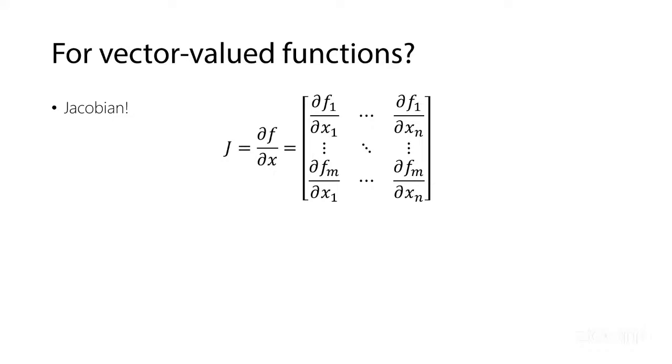Each row corresponds to the gradient of one component of that vector valued function. Let's say the vector valued function has m outputs. Then each row is the gradient: f1 with respect to x1, f1 with respect to x2, up to f1 with respect to xn. That's the gradient for function f1, and then we stack up the gradients. That's how we get the Jacobian.